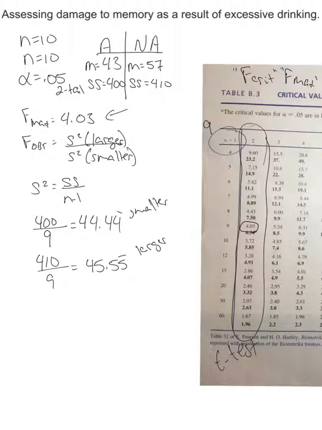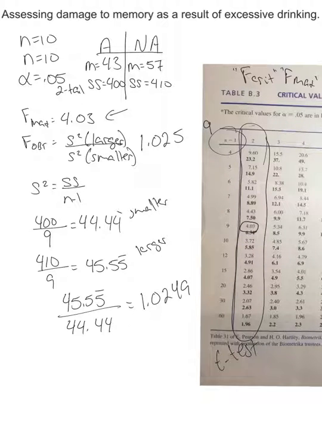Larger goes on top, so 45.55 divided by 44.44 gives us an F obtained of 1.0249. Don't pull it out too far, but that's pretty close. So 1.025, we'll say. Our F max was 4.03. We can't go past that number, and we didn't. Our number was 1.025. So we have met the homogeneity of variance assumption, and we can proceed.